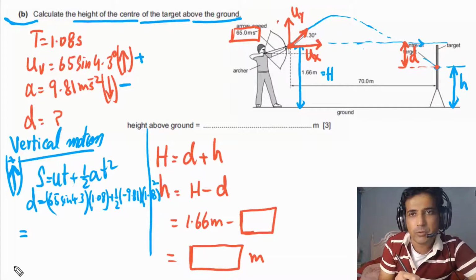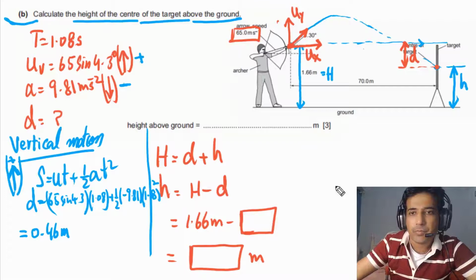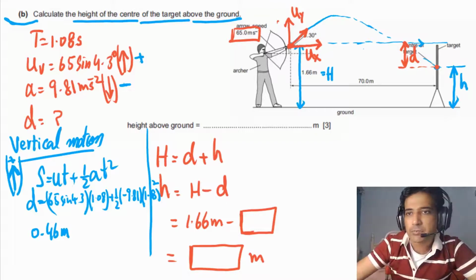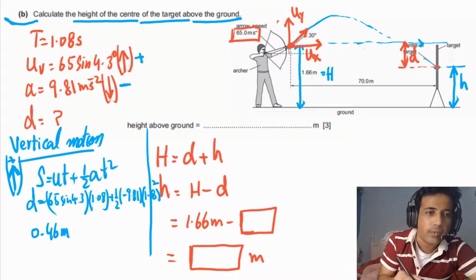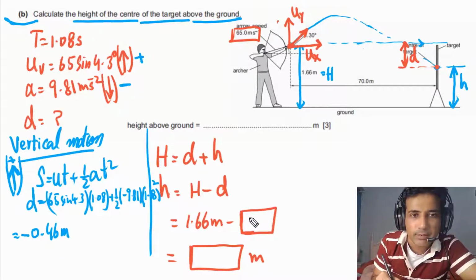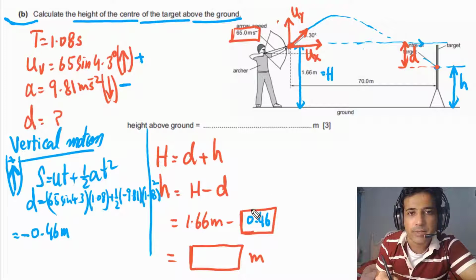If we solve this one for d, we will get the answer 0.46 meters, and this answer will be negative. Why is this negative? Because displacement is downwards. We have taken up as positive. So the value of displacement you will get will be equal to negative 0.46 meters. Simply you need to plug in this value here. We are talking about height, so that's the reason we have taken positive here.